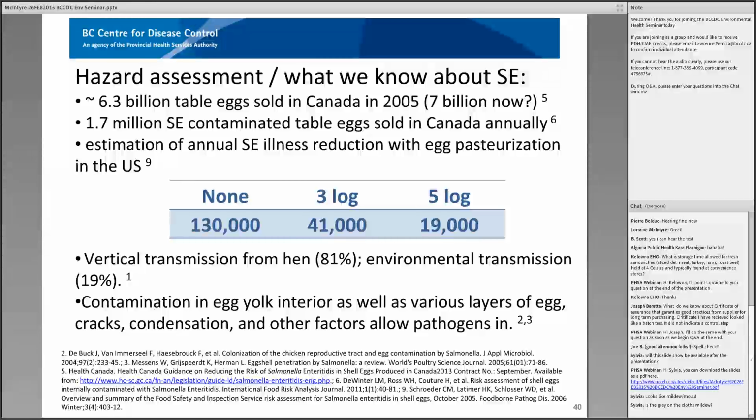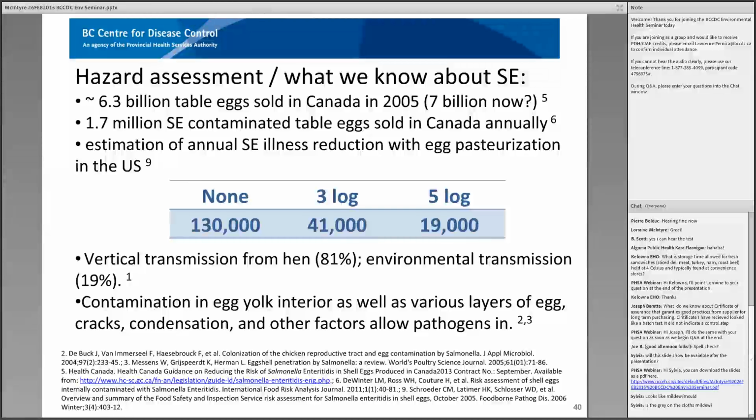In the table there, this was from a study done in the US, and they were figuring out how they could reduce the annual number of Salmonella illnesses if they applied a log reduction or if they pasteurized the eggs. So without doing anything, you could have 130,000 illnesses, but if you reduce the Salmonella present in the eggs by 3 logs or 1,000, you would have 2.5 to 3 times less illnesses. So, you know, it's pretty simple. If you properly pasteurize your eggs, you're going to reduce the risk of Salmonella enteritidis illness.